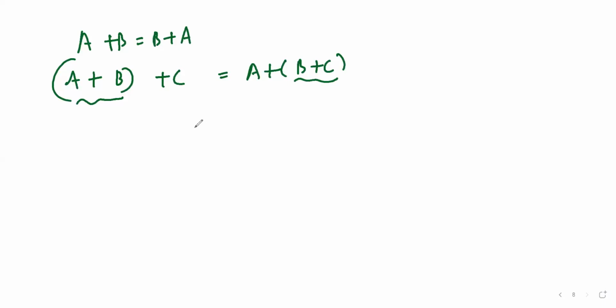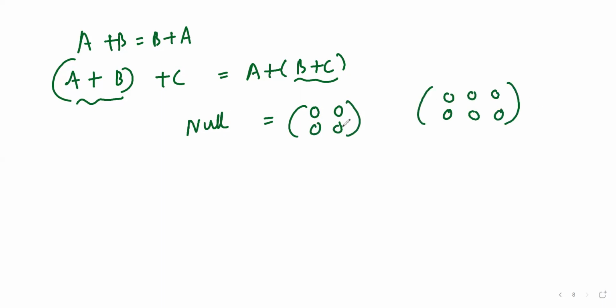So that is it. Then you have null matrices where each element is 0. You can have square matrices which are null. You can have rectangular matrices which are null, and so on. All the elements are 0.